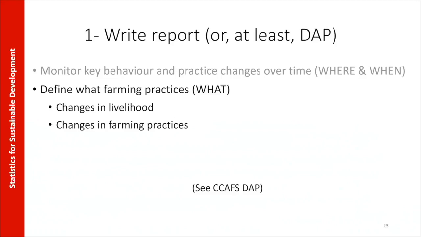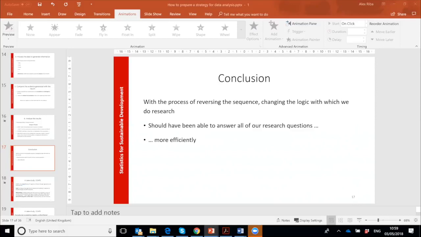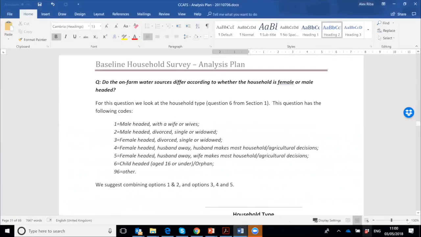Then we have to define the what. What are we going to ask about? And we want to ask about changes in livelihoods and changes in farming practices. So we end up with something like, sorry, let me enlarge this a little bit. What we call the analysis plan.